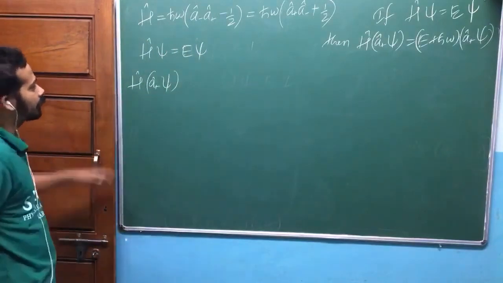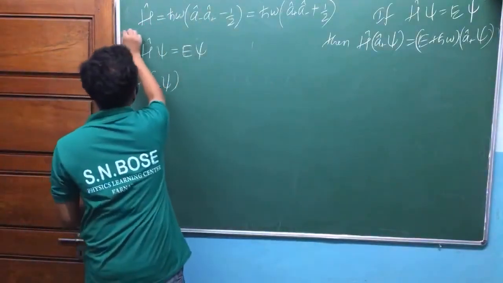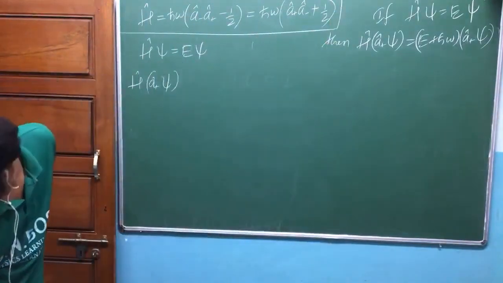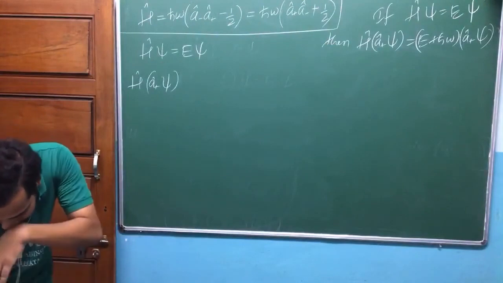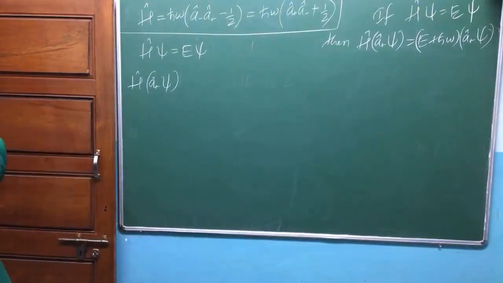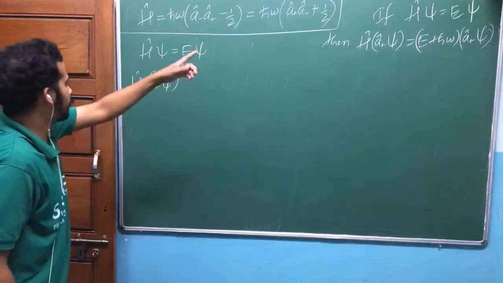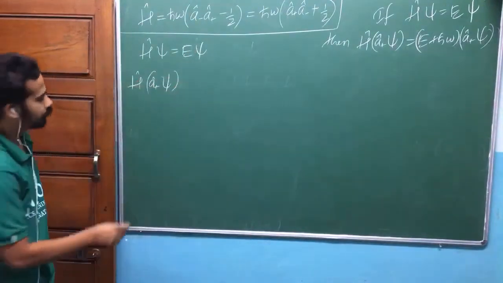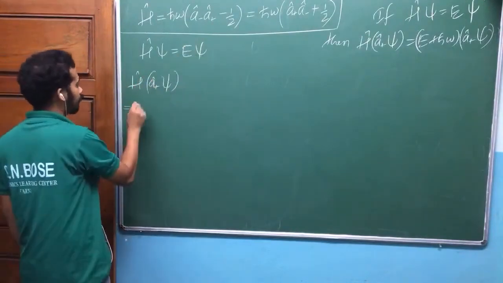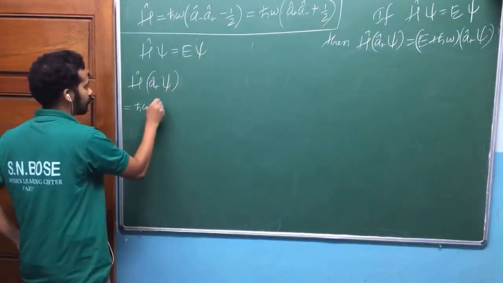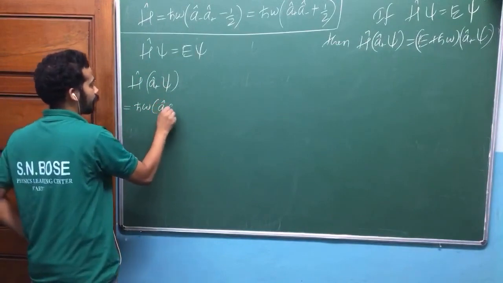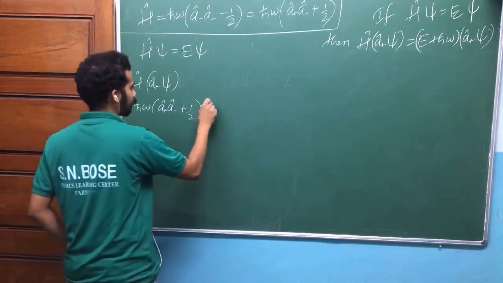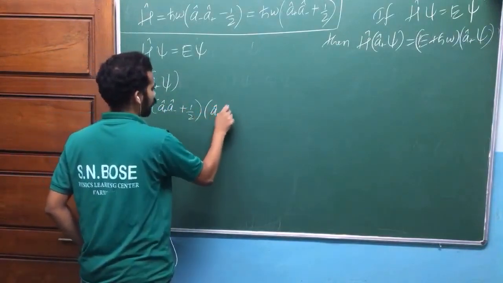Now h cap, I can use any of these two. I kept this one. This was very useful. I can use any of those two. Let me use the second one. So this is equal to, what is h cap? H bar omega, a plus cap a minus cap plus half into a plus cap into psi. Just check it out.